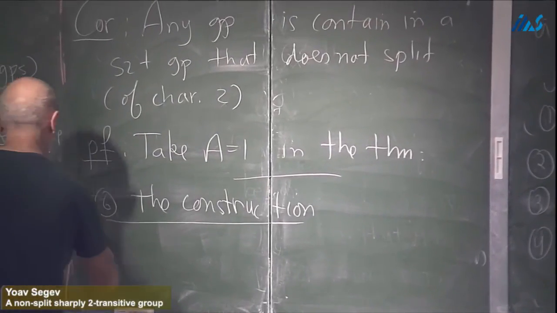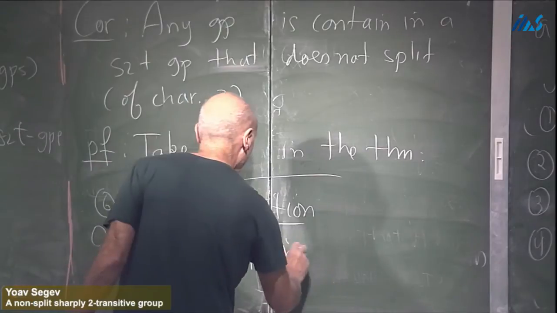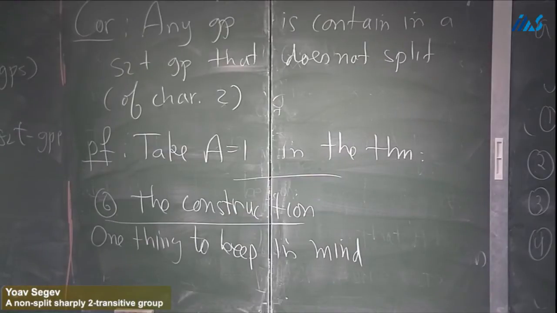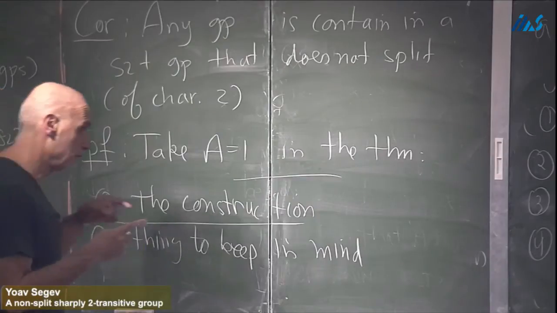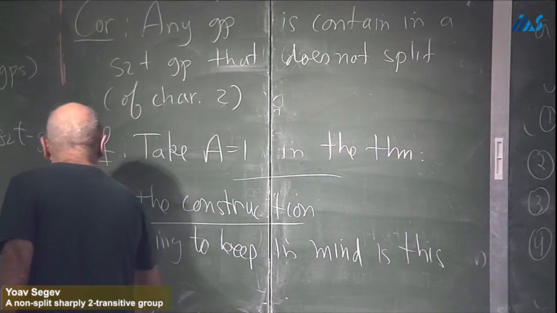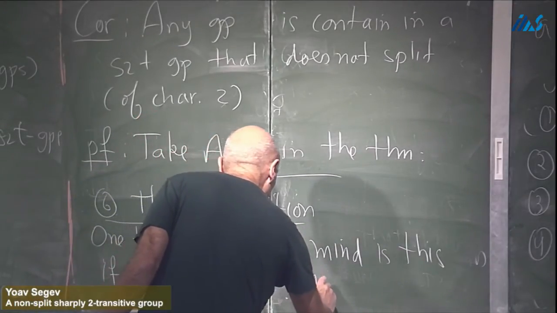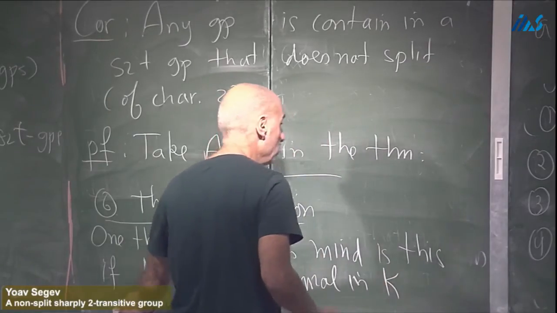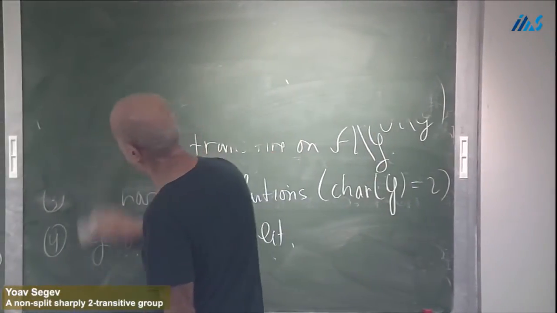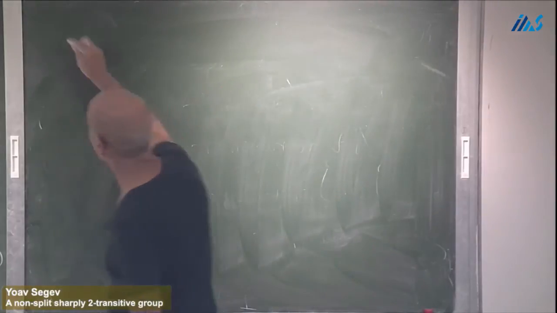So what do we do? So one thing to keep in mind, and this thing that you're going to keep in mind will explain the case division that is to follow soon. So one thing to keep in mind is this. If you have a malnormal subgroup of any group, if A in K is malnormal in K, then any coset of A in K will contain at most one involution.